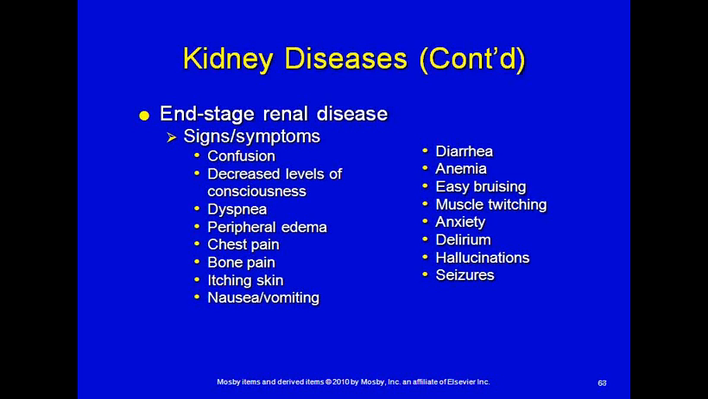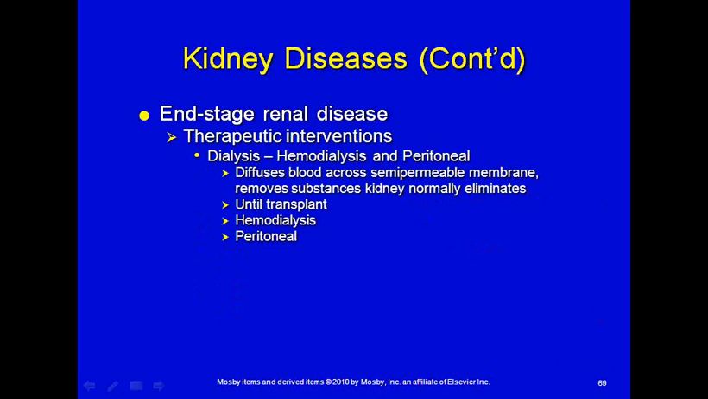Signs and symptoms of end-stage renal disease include confusion, decreased level of consciousness as the ammonia continues to build up in the bloodstream, making the patient extremely acidic, shortness of breath, peripheral edema, chest pain, bone pain, sweating, nausea, vomiting, diarrhea, anemia, easy bruising, muscle twitching, anxiety, delirium. In fact, the number one cause of delirium in the elderly is end-stage renal failure or urinary tract infection. Hallucinations and seizures.